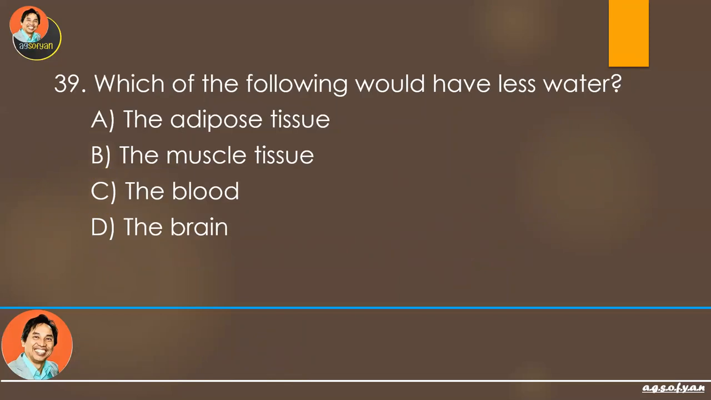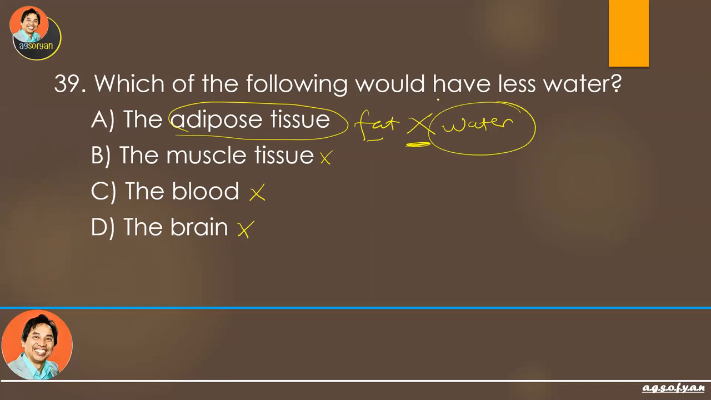Which of the following would have less water? A, B, C, or D? What do you think? Of course, blood will have a lot of water because it has plasma. The brain is also really liquid, a lot of water in the brain. The same thing with the muscle tissue. There is some water over there, and it is more than in the adipose. Remember, adipose is fat. Fat and water are not friends. They are opposites. They will not mix together. So in the fat tissue, there will be less water, even no water.